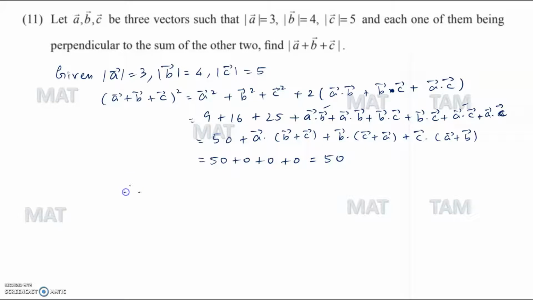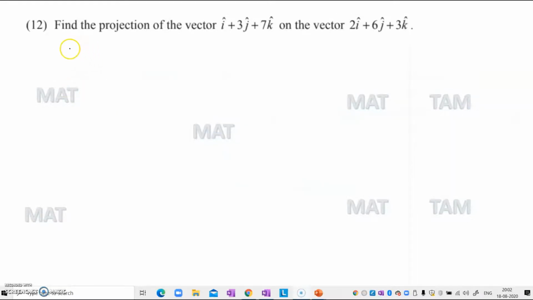Therefore, the magnitude of vector A plus B plus C is equal to the square root of 50. We can rewrite this as root of 25 times 2, which is equal to 5 root 2. Hence the result.